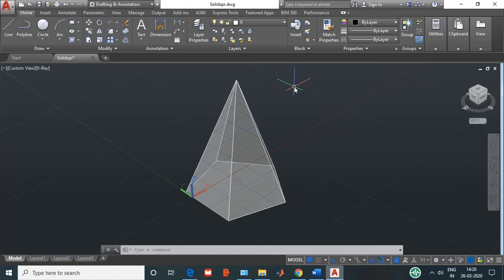The main difference between a prism and a pyramid is that it will have one polygon at the base, and then it will have an apex point. You can observe here all the base corners of the pyramid, this particular one is joined to the apex. All corners are joined to the apex.